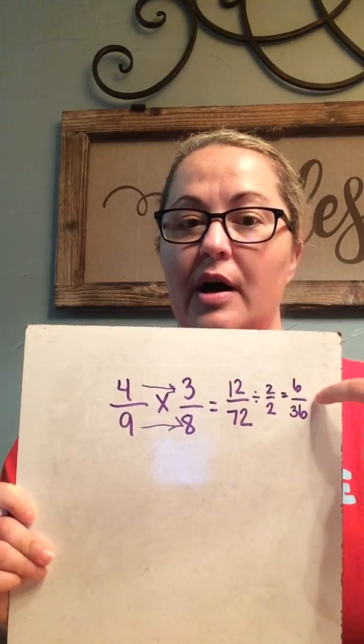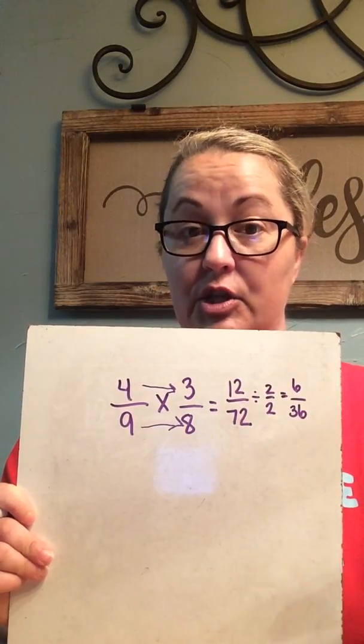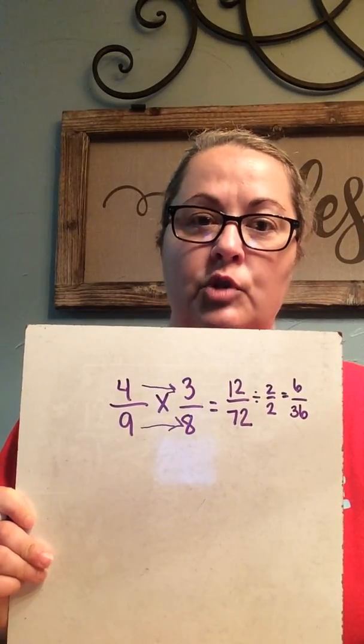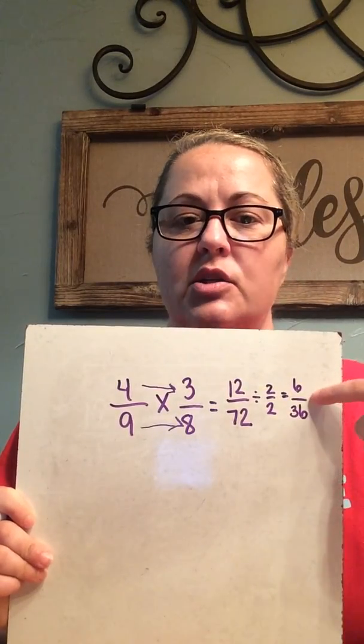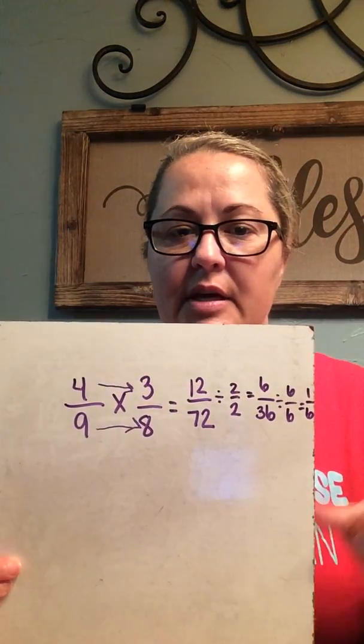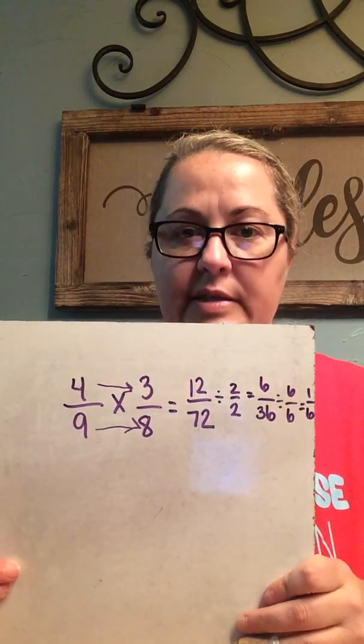So at this spot, at this moment, if you wanted to, you could quit skip counting by 2s and you could skip count by 6s. So let's pretend that you see that. All right. So let's divide by 6 right here. Okay. So we would do 6 divided by 6 and 36 divided by 6. 6 divided by 6 is 1, and 36 divided by 6 is 6. So the simplified answer for this problem is 1/6.